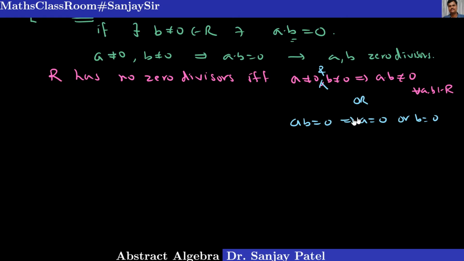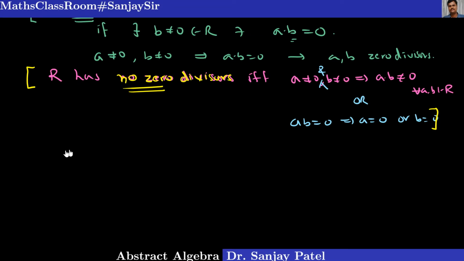Same way, or equivalently, you can prove that if the product of two elements is 0, then at least one of the elements, either A is 0 or B is 0, must hold for all A and B. So this is a very, very important thing that you must remember. This is a very, very important condition to show that a ring has no zero divisors. So this is a very useful condition to show a ring has no zero divisors.